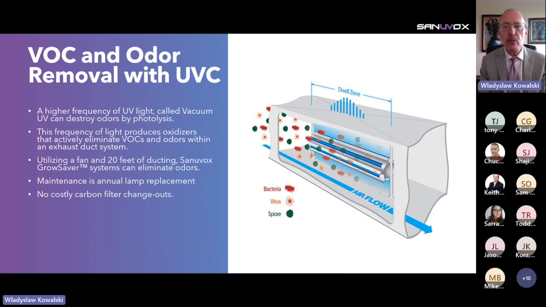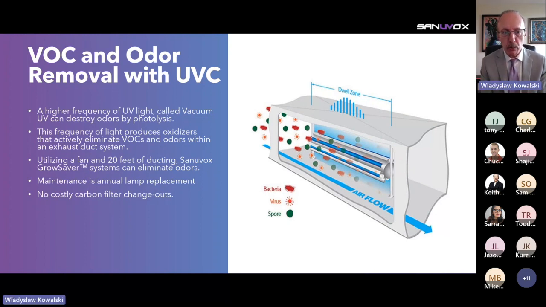VOCs and odor removal with UVC. A higher frequency of UV light, called vacuum UV, below about 200 nanometers, can destroy odors by photolysis. Vacuum UV may not travel far in air, but it may travel far enough to react with VOCs. This frequency of light produces oxidizers that actively eliminate VOCs and odors within an exhaust duct system.